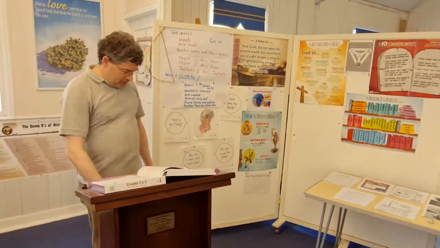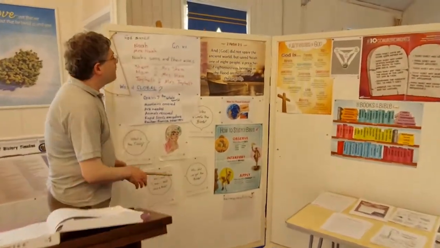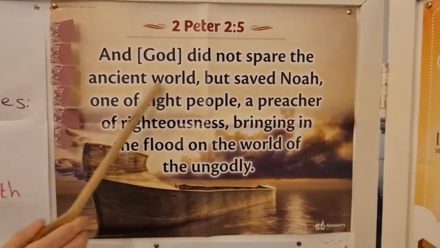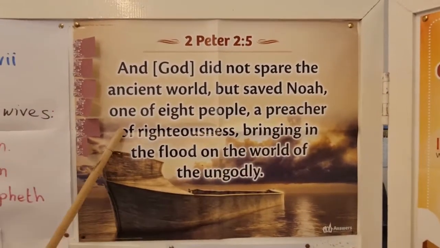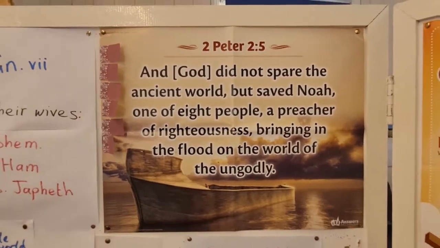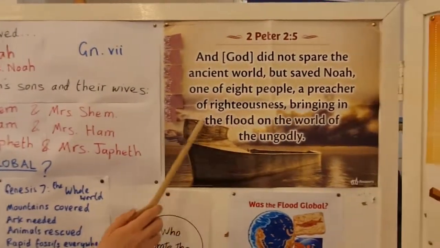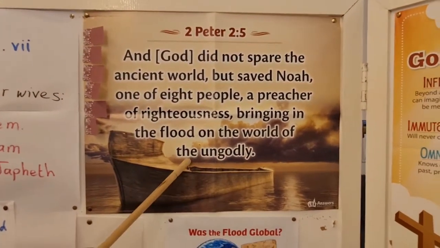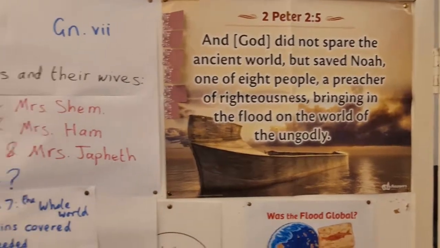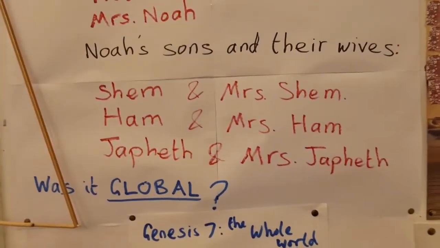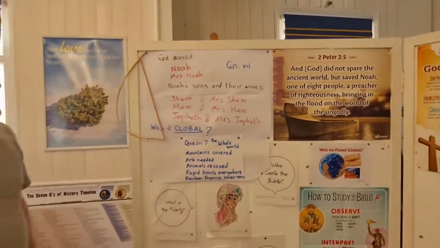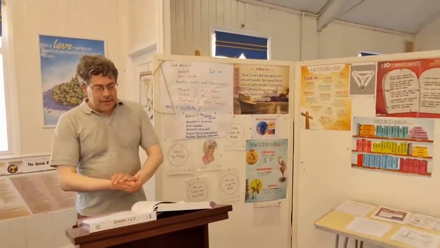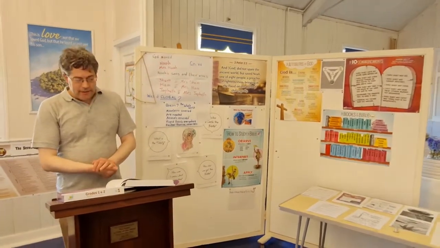So let's not forget our memory verse before we go, and that's from 2 Peter 2, verse 5. And God did not spare the ancient world, but saved Noah, one of 8 people, and there they are. 8 people, a preacher of righteousness, bringing in the flood on the world of the ungodly. And as our world becomes progressively ungodly, we should beware of the fact that God may be angry with us again. But let's just pray before we go.